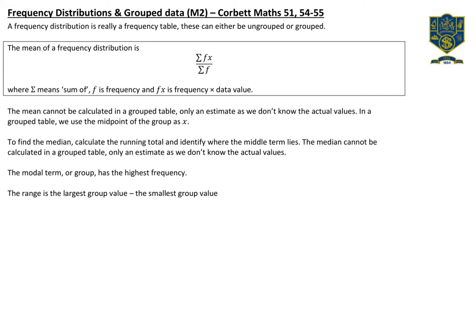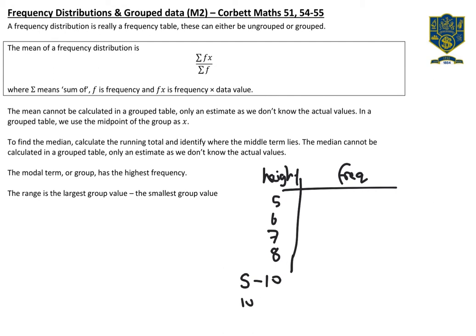In this video, we're going to look at frequency distributions and grouped data. A frequency distribution is really a frequency table. Anything that has a data value, such as height or age, and then a frequency, is what we mean by a frequency distribution. These can be grouped or ungrouped. If they were ungrouped, we might have heights of 5, 6, 7, 8, whereas grouped would maybe be looking at 5 to 10, 10 to 15, and so on.